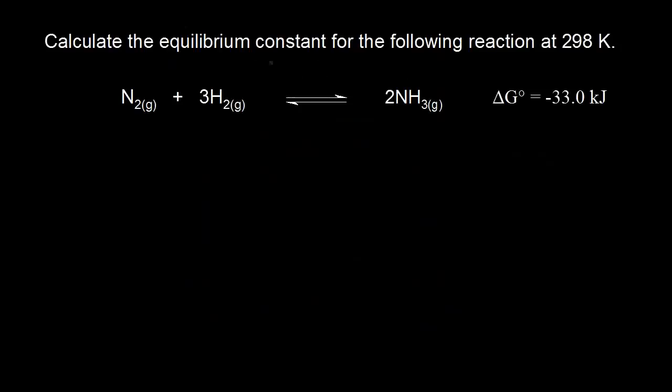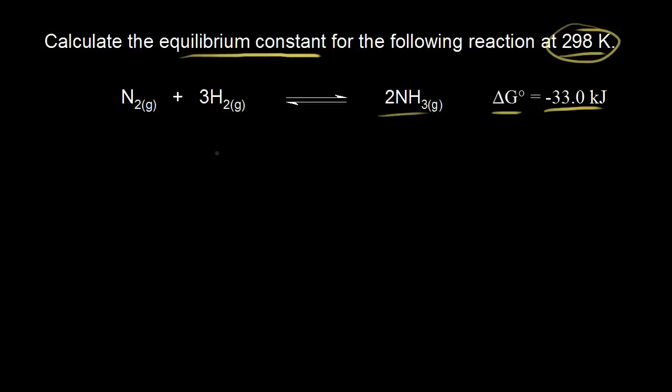Now we're ready to find some equilibrium constants. Remember, for a specific temperature, you have one equilibrium constant. So we're going to find the equilibrium constant for this reaction at 298 K. So we're trying to synthesize ammonia here. And at 298 Kelvin, or 25 degrees C, the standard change in free energy, delta G0, is equal to negative 33.0 kilojoules for this balanced equation.